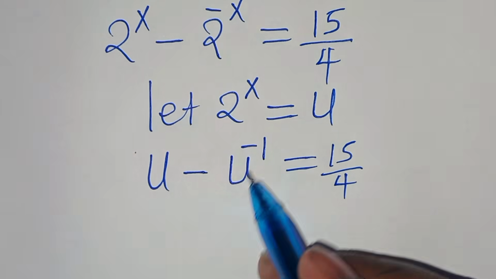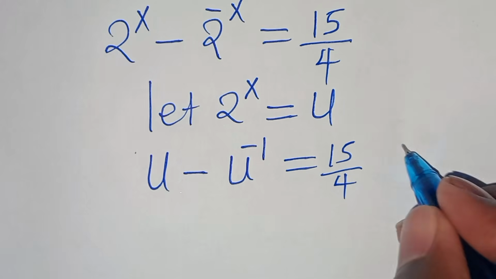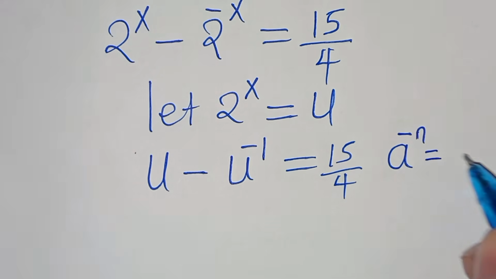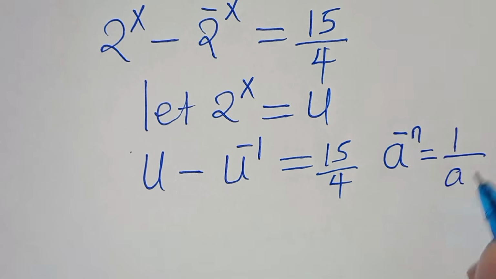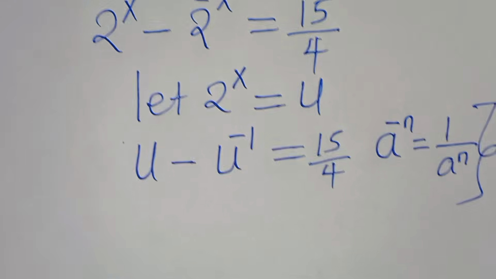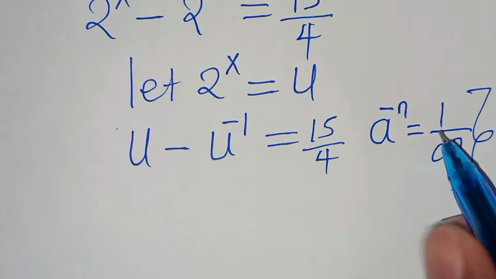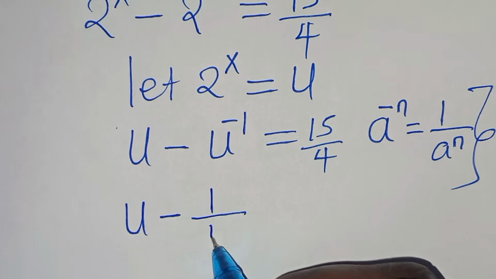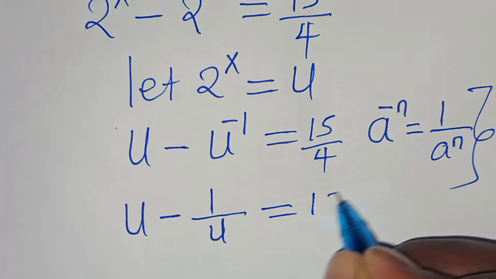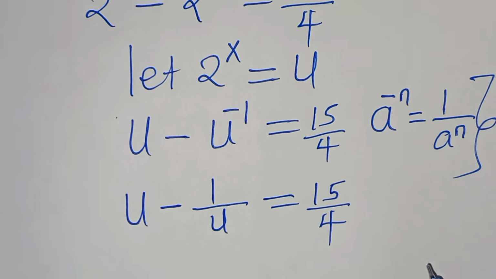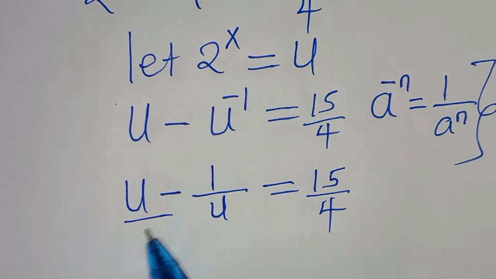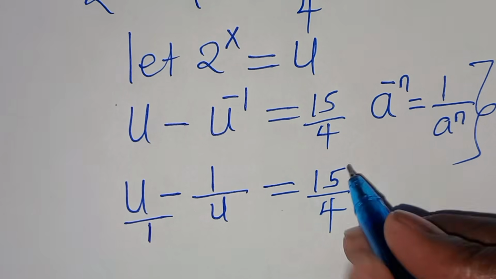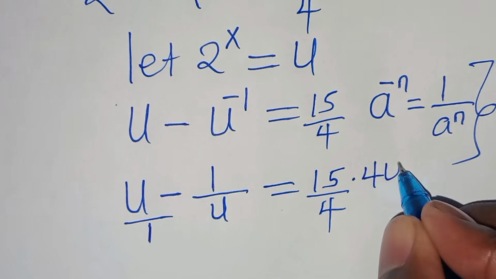Now u to the power of minus 1 is in the form of a to the power of minus n, which we can express as 1 over a to the power of n. Let's apply this property so that now we have u minus 1 over u, equal to 15 over 4. u is our number, so this is over 1. So the LCM here is 4u. Let's multiply everything here by 4u.